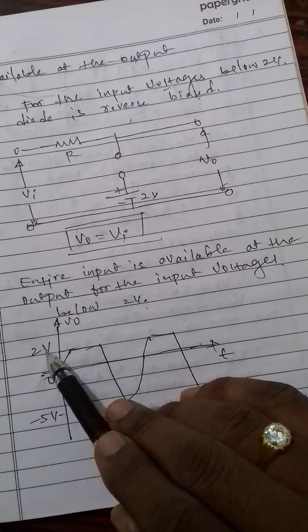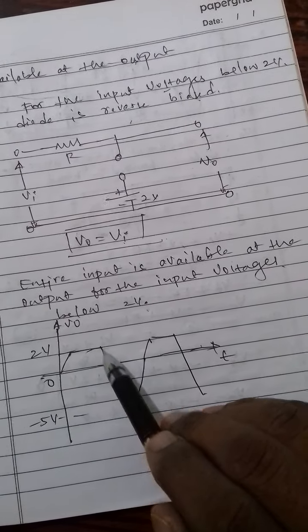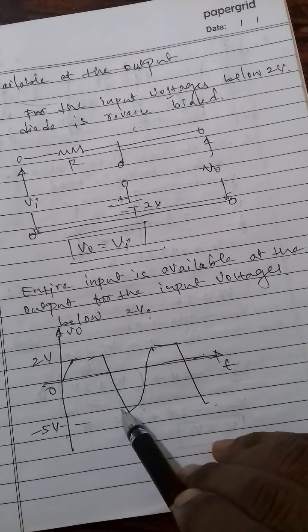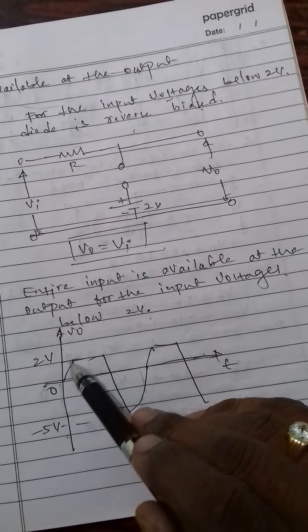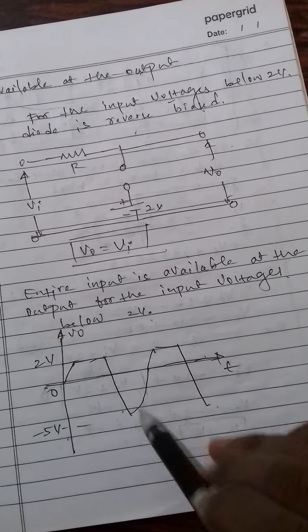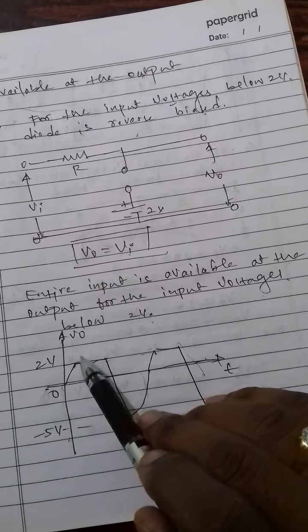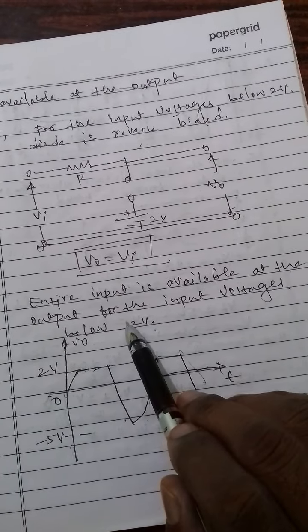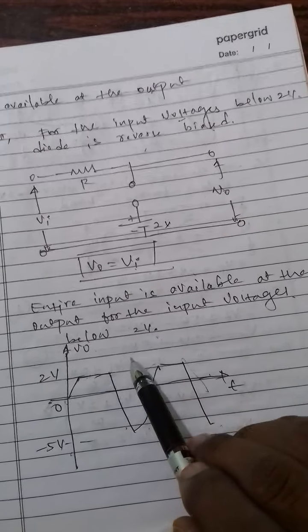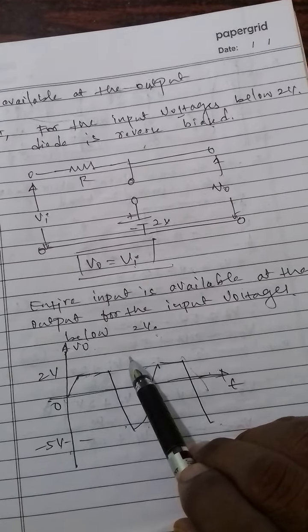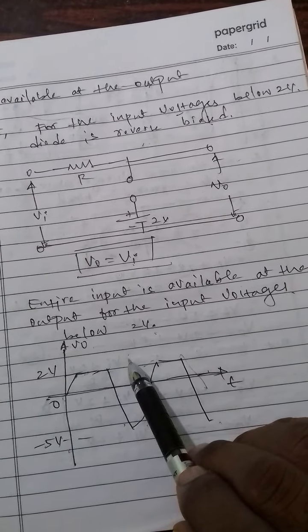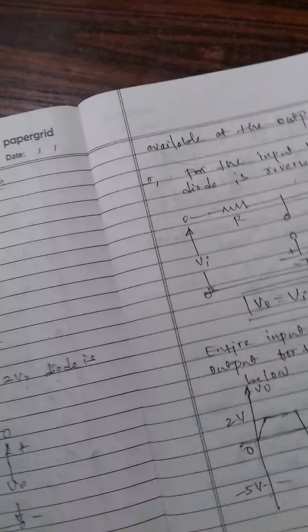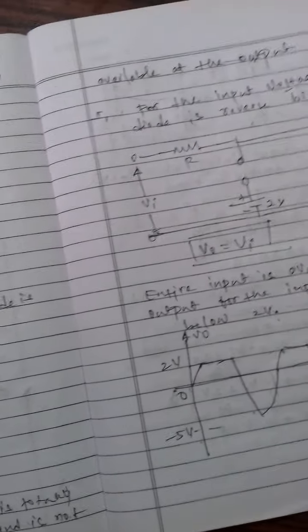So here it is 2 volts, here 0, and the entire negative half cycle appears, and up to that 2 volts in the positive half cycle also appears, and whatever input signal is above 2 volts is totally clipped off. It is not available at the output. That is one example of a parallel clipping circuit with a DC input voltage.